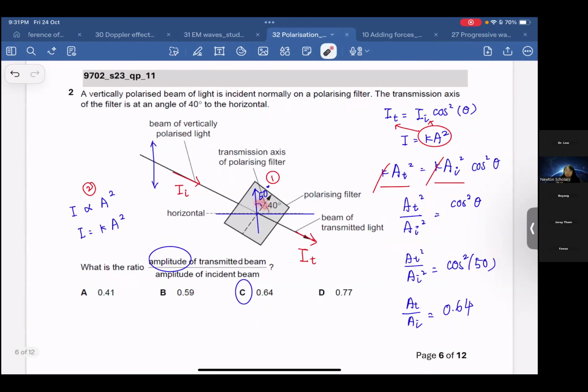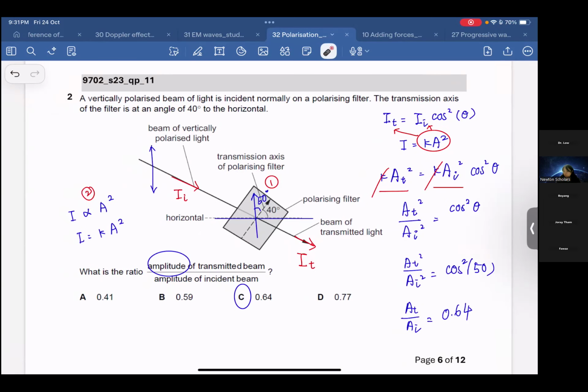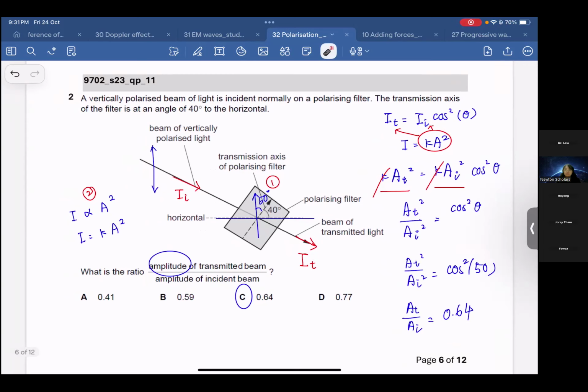This is the part where they're trying to trick you. 50. So this one, you remember to square root it. It should be, let me have a look. Yeah, I didn't count the value. So at the end, you take the square root of cos square 50, and you will get 0.64. So until here there are two parts. One part is this angle is 50. The second part is you link the intensity with the amplitude. So Fatima, okay?